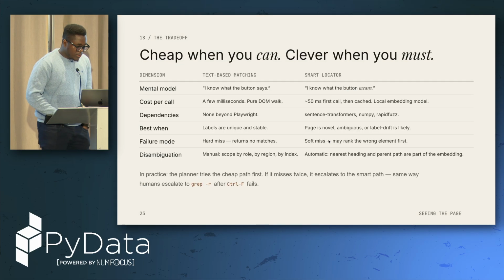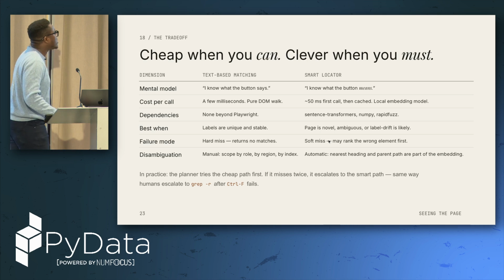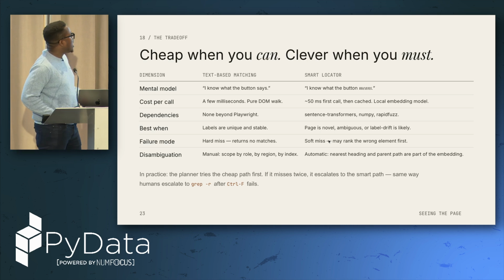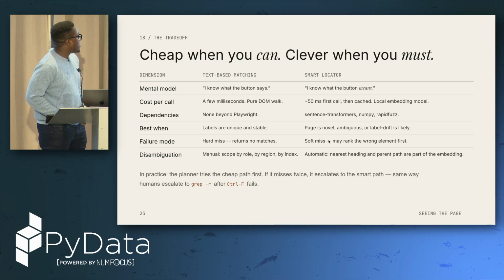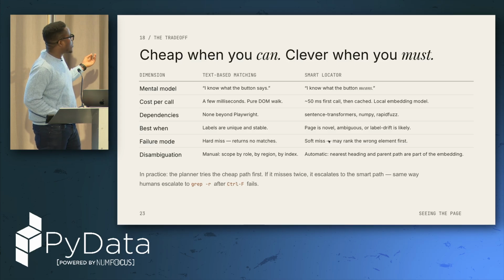So yeah, we have the cheap version and the clever stuff. The mental model is, we use the cheap version, just walking through the DOM without the accessibility tree, when we know exactly what the button says. But when we want to know what the button means, we use the smart locator. For the cheap side, it takes a few milliseconds because we are walking through the DOM. But the other one, because we are using some sort of local embedding, takes a little bit of time.